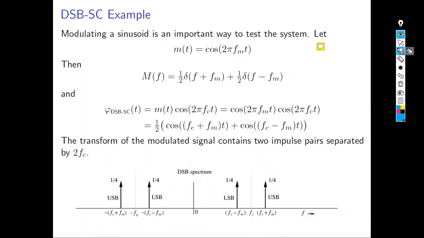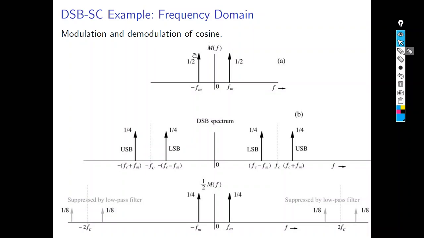Then I ask you, demodulate this. You have M of F, the Fourier transform of cosine. You have the modulated signal, after you multiply it by the carrier. And then I tell you, demodulate it and give me the signal. Once you demodulate it, you get two signals, one around 2FC and one around 0. And here two signals, one around minus 2FC and one around 0. The one around 0, since you have two signals on top of each other, the amplitude will become a little bit larger. Since the amplitude is larger, your message signal will be amplified.